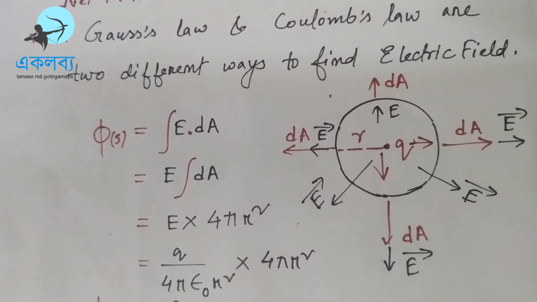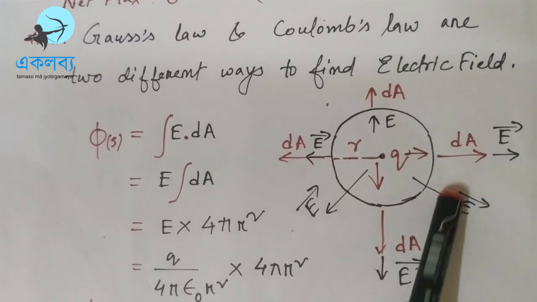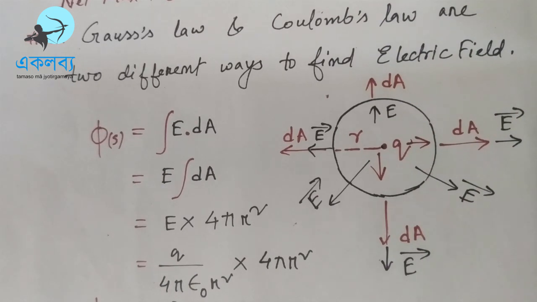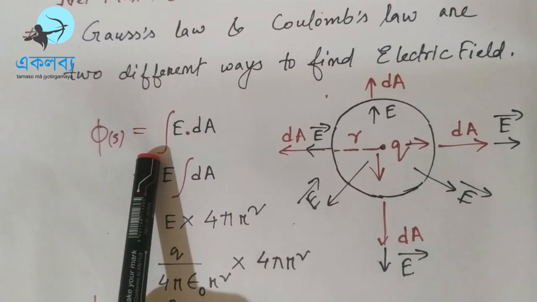Remember. Now we need to use the formula of flux to derive the relationship. So the formula of flux is phi equal to integration of E dot dA. Integration of E dot dA means if we have a surface and each and every point has a different flux, and if we add all the flux due to all the small surfaces, then that summation of all the flux is the integration of E dot dA.